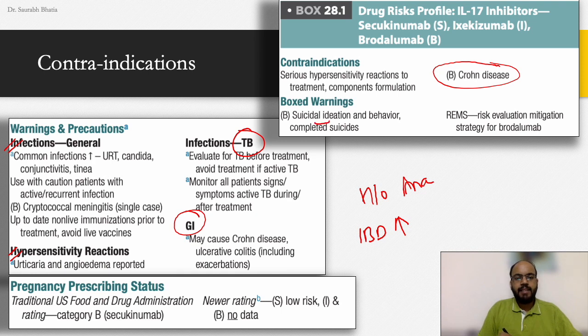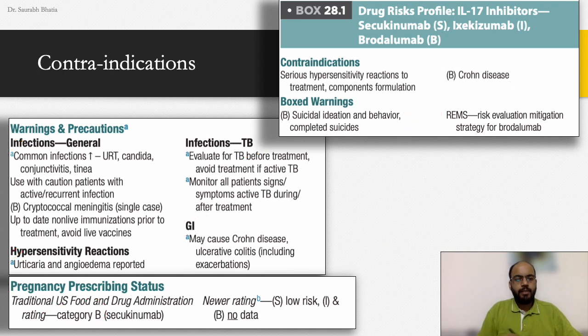Suicidal, self-harm ideation behavior or depressive episodes. This is much more related to Brodalumab, but we'll discuss this at the end. Now pregnancy category, the older category is B. Okay. So the pregnancy category is B. The newer one, there is no data available, but it has been documented as low risk because patients who had to receive Secukinumab and found that they were pregnant had no bearing on fetal status or baby status.